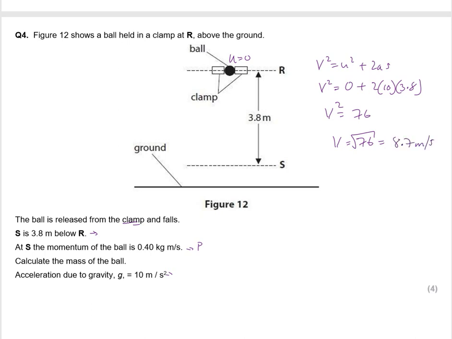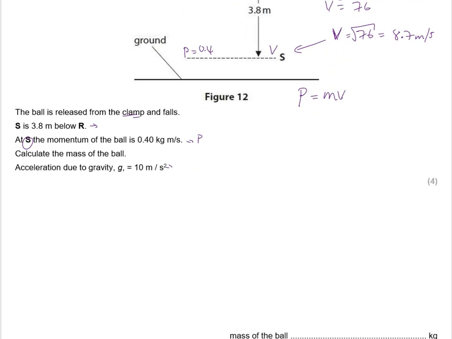Okay, so this is the velocity at this point. Now that I have the velocity at this point, I can work out the momentum, because remember the momentum here tells me the momentum at s. So momentum at this point is 0.4. So to use a momentum equation, for me to be able to use P is equal to mv, I need to know V when it is at s as well. That's what I just looked for. That's why I worked out V.